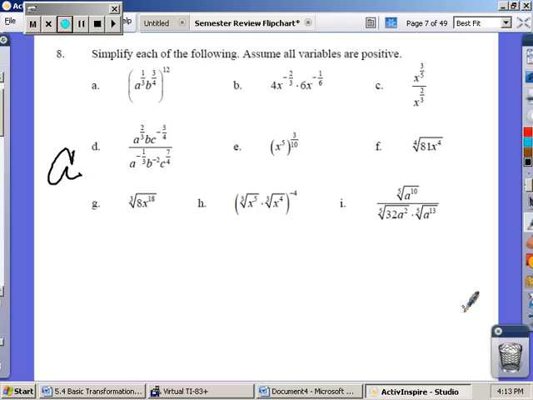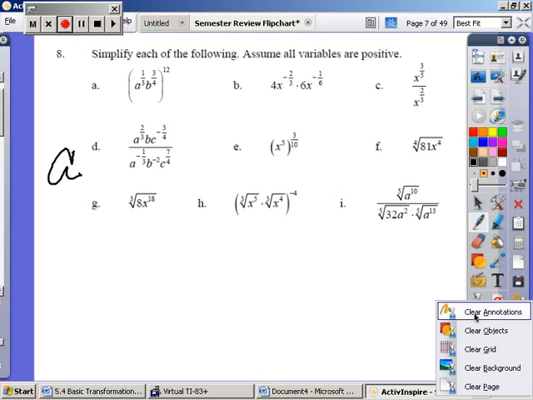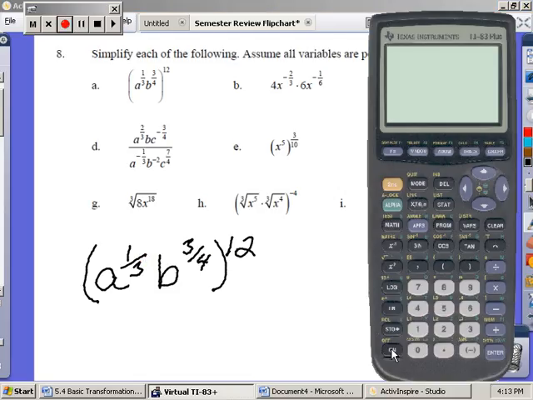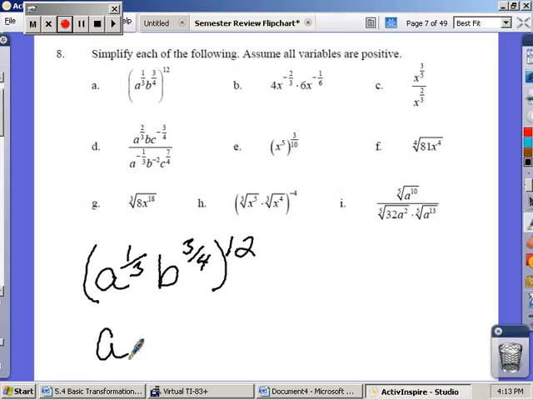A to the 1/3 times B to the 3/4, all raised to the 12th. All you have to do is multiply 1/3 times 12. On your calculator, when you multiply 1/3 times 12, put it in parentheses, 1 divided by 3, parentheses, times 12. Enter, and you get 4. So A to the 4th.